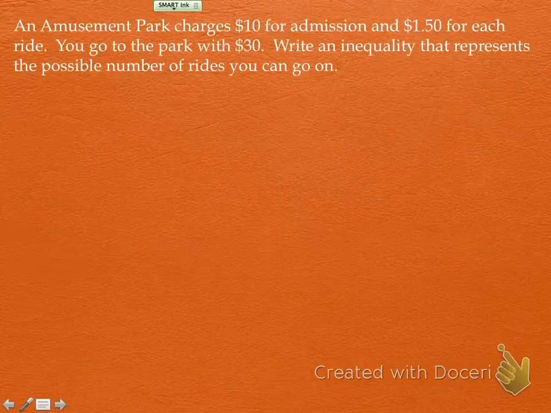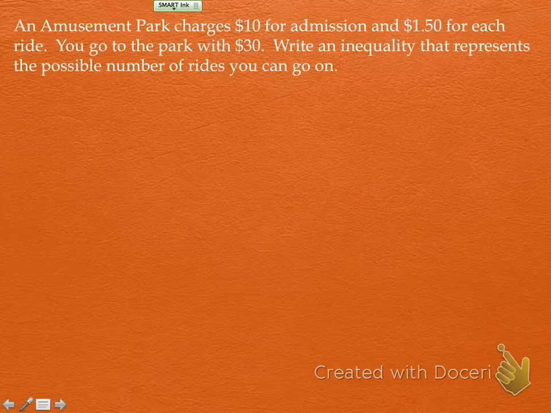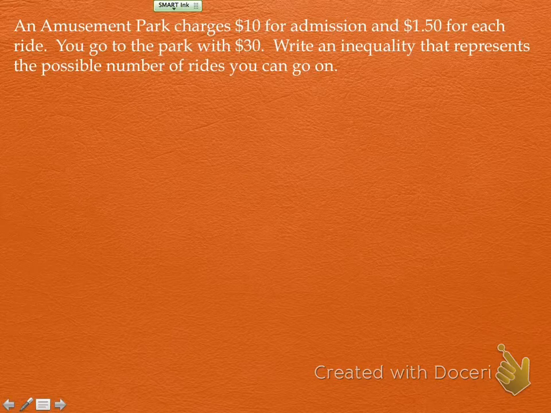For these word problems, they're going to be set up similarly to the way we did it last chapter. I'm going to look for the word "for each." That's going to tell me, it's kind of like per, that's $1.50 per ride. So that's going to tell me that's my slope.